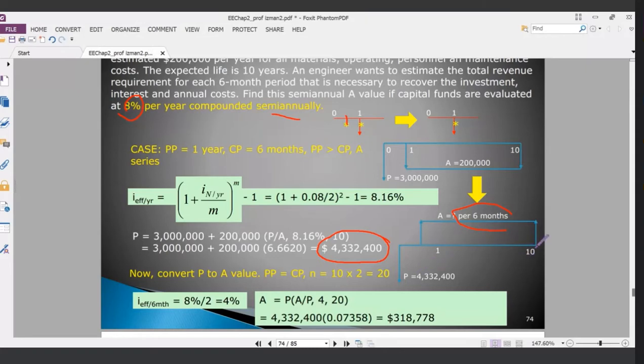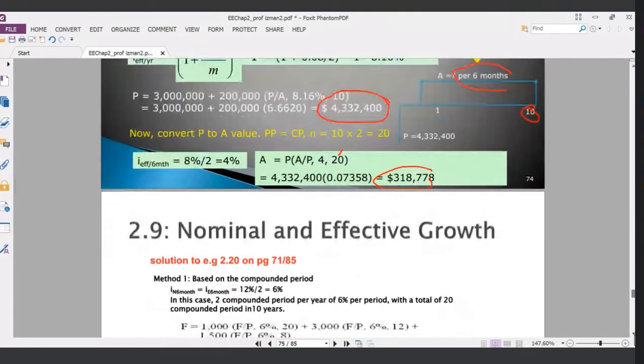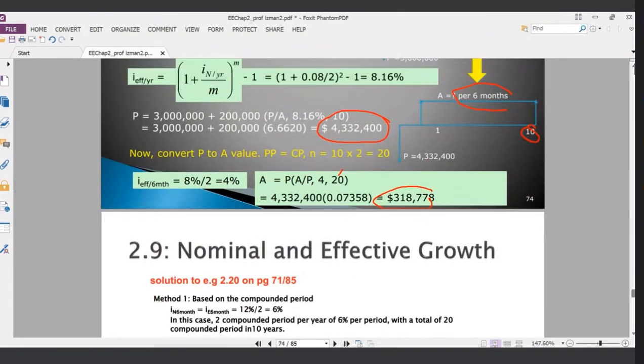Alright, and the N, your N is 10 years, but you need to determine the revenue for every 6 months. So the period for calculation of A kat sini adalah 20. Maka dapatlah yang ini, A. Boleh kan? Mantap lah. Alright. Okay. So yang ini.